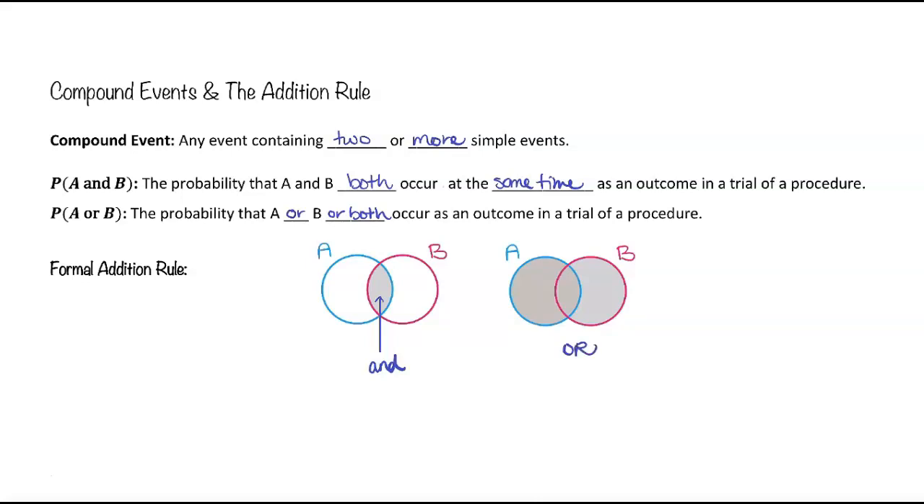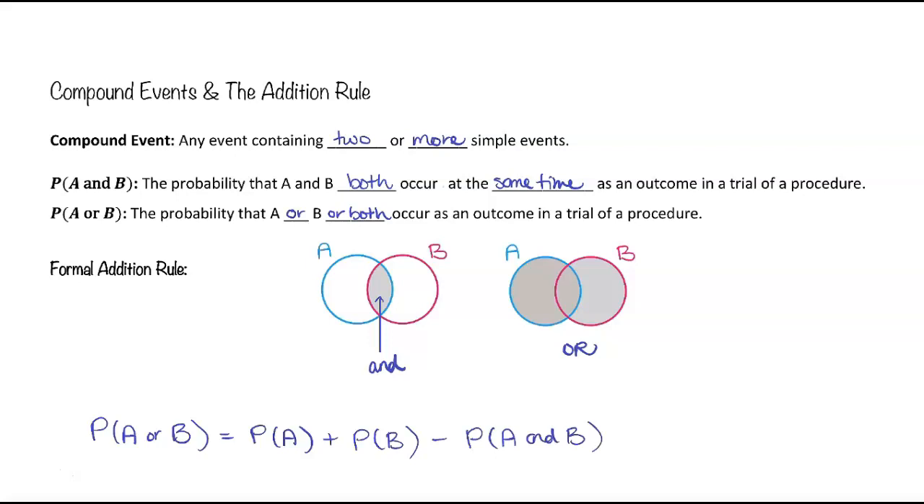The formal addition rule gives us a way to calculate the probability of A or B. That's the probability that A or B or both occur. We want to include the probability of event A happening. We also want to include the probability of event B happening. But if we simply add these two together, that's the same as adding the two shaded circles A and B together, which includes the region where they overlap twice. In other words, we've double counted the region that's represented by and. So we can adjust for this by subtracting the probability of A and B occurring at the same time.